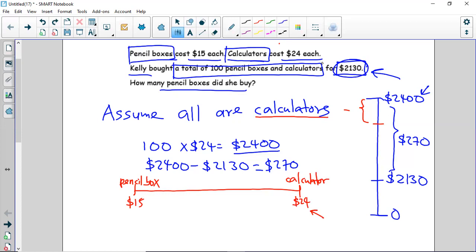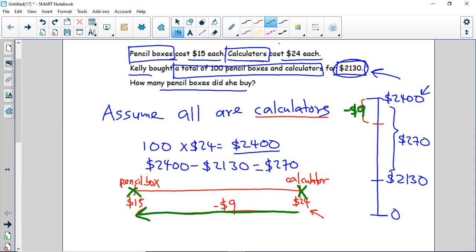So how do you move? You move backwards. When you move backwards, you have to minus. So you minus how much to get $15? You take 24 and you have to minus $9 to get $15. So what does it tell you? It tells you that when you replace a calculator with a pencil box, you pay less money. And how much do you pay? You pay $9 lesser. So now you know how much lesser already. So you can go to the leaf, the HDB flats, and you can put down $9 lesser.